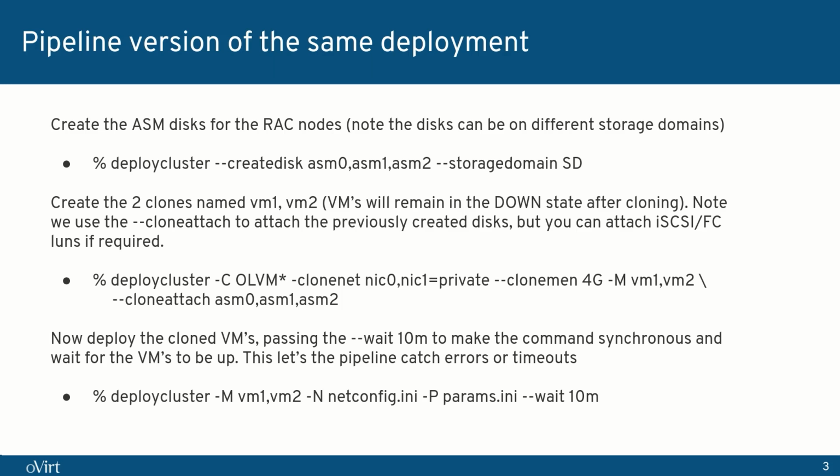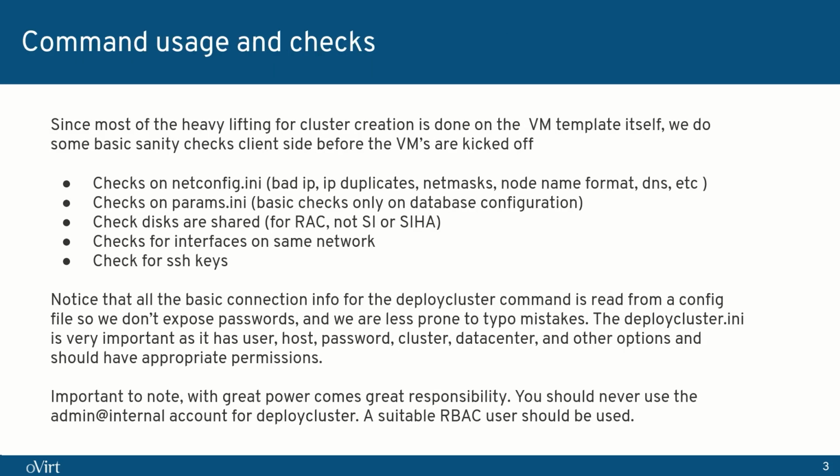So here we say wait for 10 minutes. And by specifying the wait command, we turn the command into a synchronous operation. That means the command won't exit until either the 10 minutes has expired, in which case you will get an error code, and the error code can be trapped by a pipeline, or alternatively, if both the VMs come up successfully, it will not error out. It will give you a successful completion. Okay, so this is the way you can split up your command in a pipeline like Jenkins.